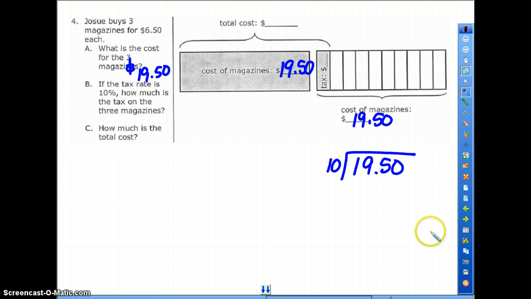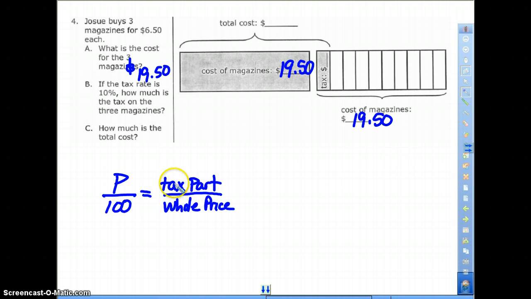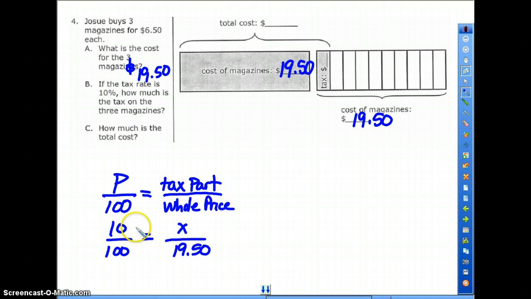Here's another way of looking at it. I know percent over 100 is part over whole. That's going to be the tax part over the whole price of the magazines. Okay, they tell us our percent. Our tax is going to be 10%. So that's 10 over 100. The whole price of the magazines, the entire length of this bar, is $19.50. That's our whole. X is the tax part we're trying to figure out. I'm going to reduce 10 over 100 to what? Yep, 1 over 10 equals X over 19.50, and I have a percent proportion.